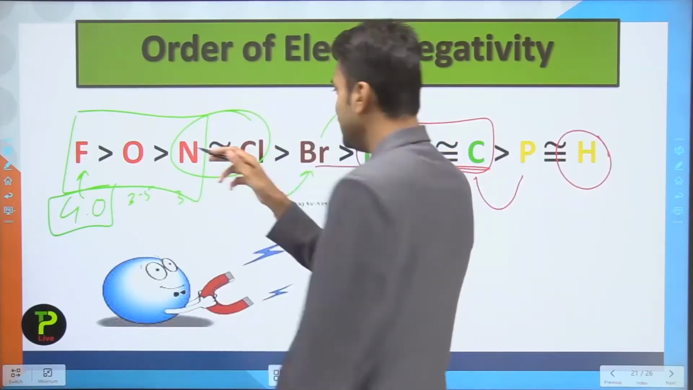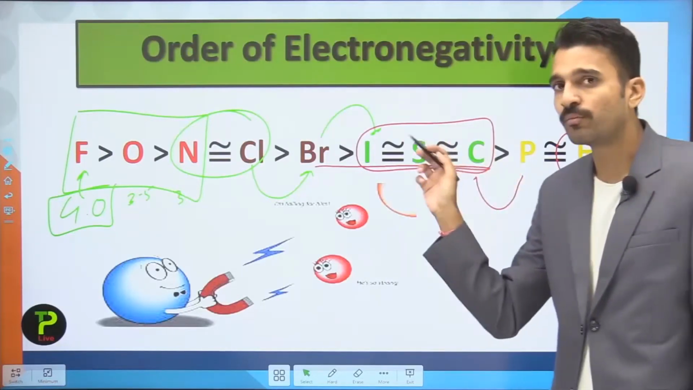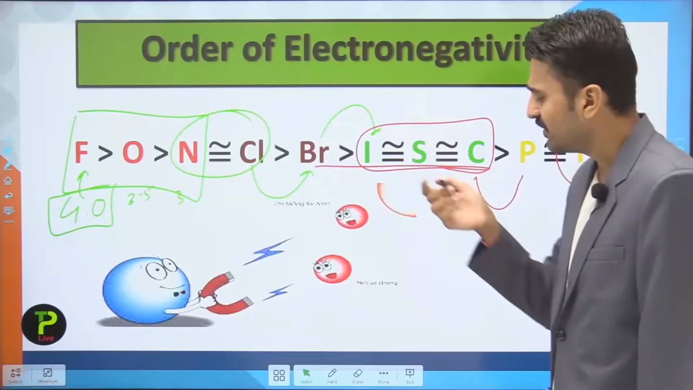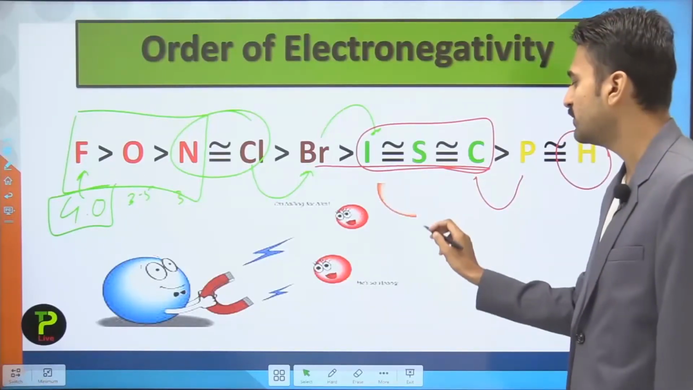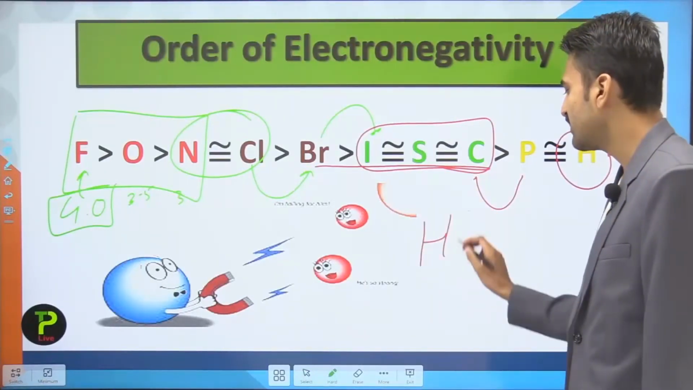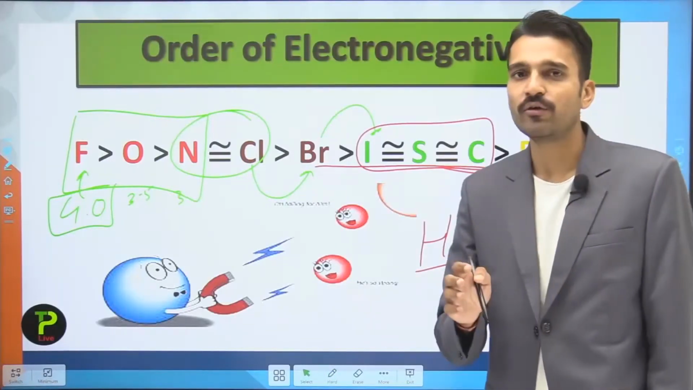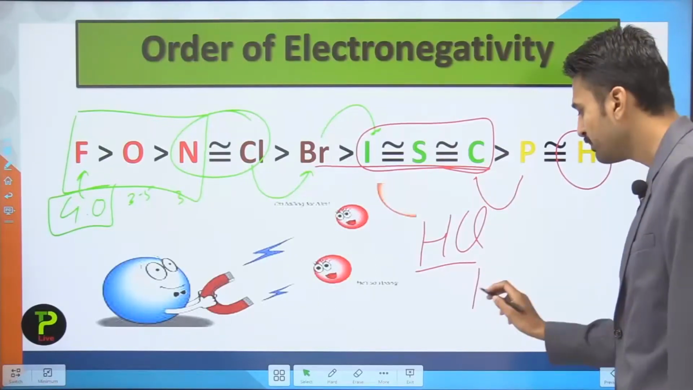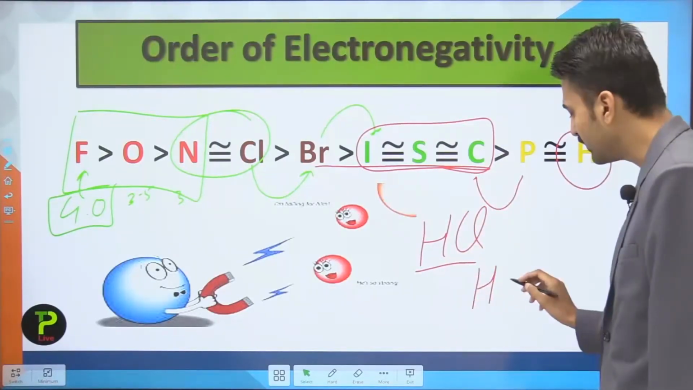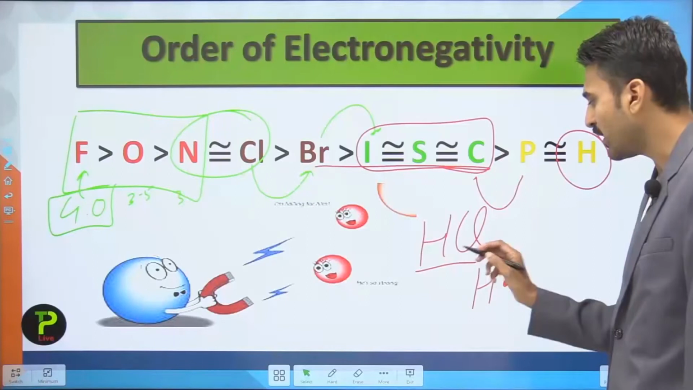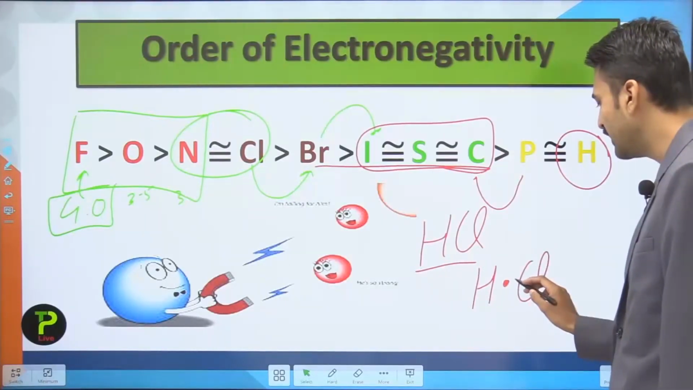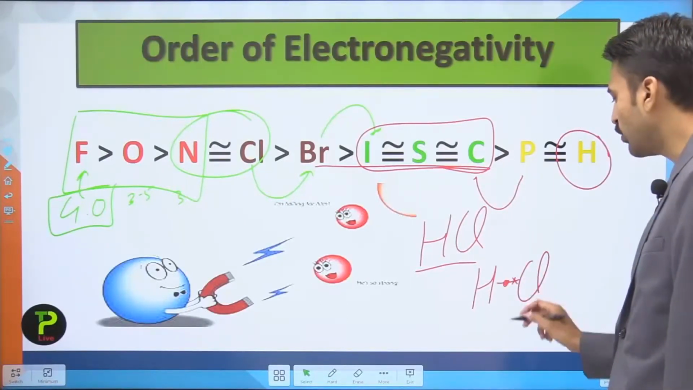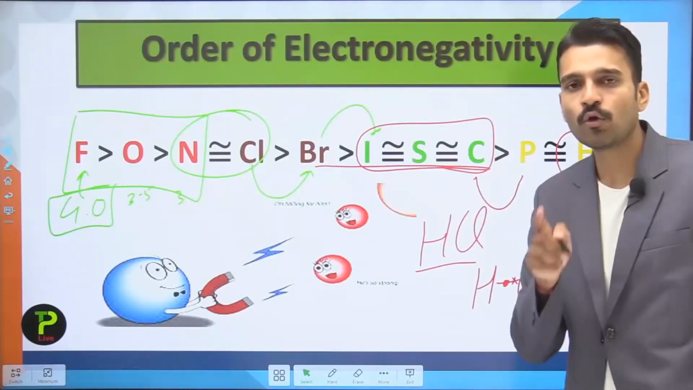In all these cases, in the cases of these non-metals, hydrogen has the least amount of electronegativity. So it simply means, students, if I say HCl, what is HCl? Hydrogen chloride or hydrochloric acid. So what happens in this HCl? This HCl is formed by the sharing of one electron from hydrogen and one electron from the chlorine atom. So here you can see a bond. This bond is termed the covalent bond.